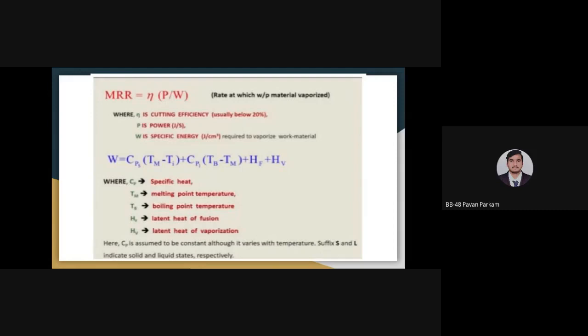Here Cp is assumed to be constant, although it varies with temperature. To calculate the MRR, the material removal rate, we have to assume Cp to be constant. The suffixes S and L are given, and they indicate the solid and the liquid state respectively. So you should know the formula, and for that purpose I have included this point.